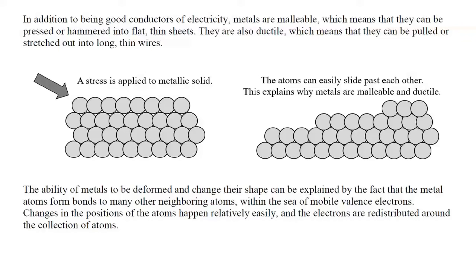So the ability of metals to be deformed and change their shape can be explained by the fact that the metal atoms form bonds to many other neighboring atoms within this sea of mobile valence electrons. So when there are changes in the position of the atoms, that's a relatively easy thing, and the electrons are just redistributed around the collection of atoms. And you can see this with something like aluminum foil, where you can crunch it and stretch it and do all kinds of things to change the shape.